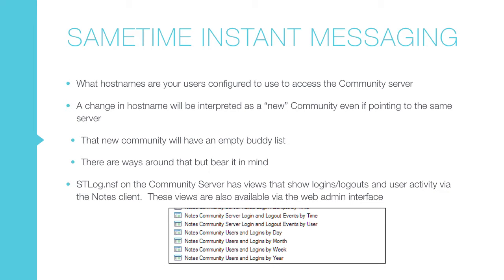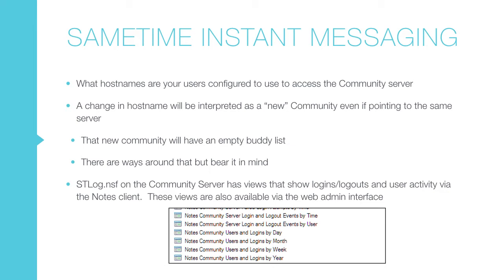The next thing, moving on from Traveler, look at Sametime. One of the big things that could be an issue with Sametime is understanding what host names your users are configured for in their clients to access the Sametime server. It may be your Sametime server allows people to connect to it using a whole variety of different host names, but the host name the client uses actually determines the community they're in.